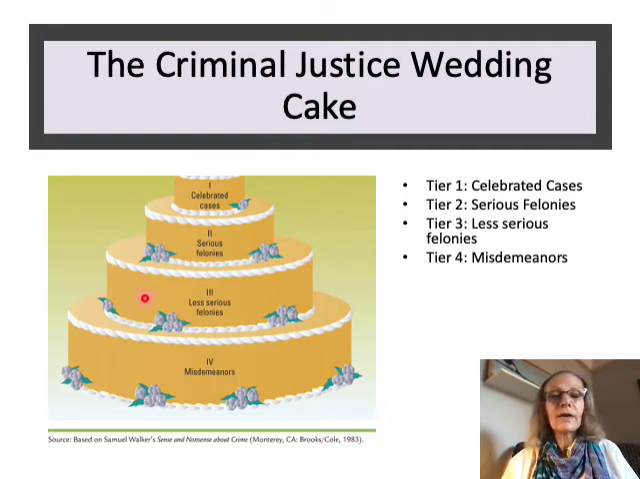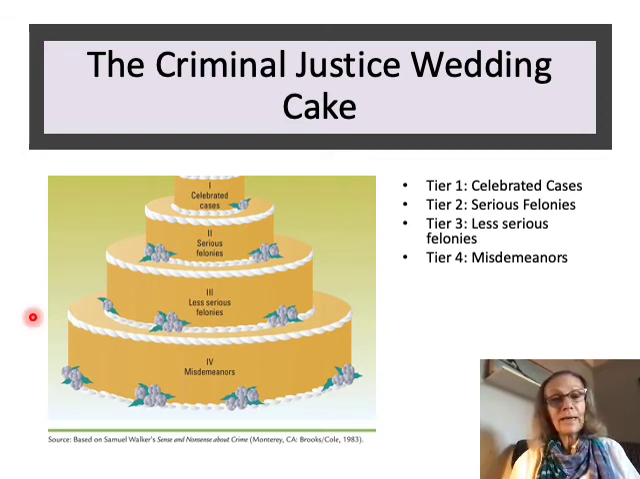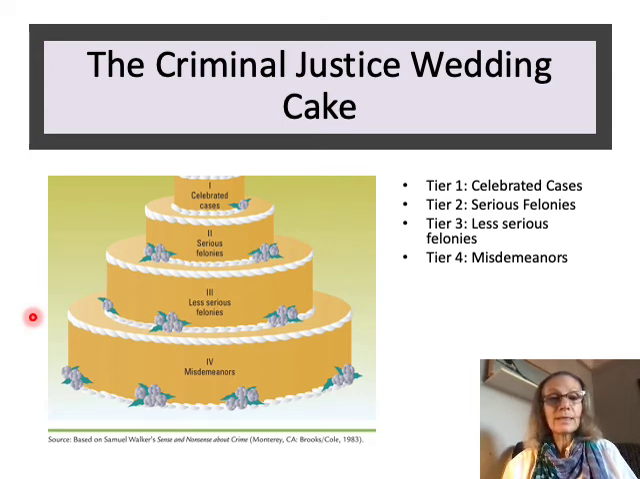The second tier is serious felonies. Again, there are fewer serious felonies than less serious ones, but it's still a significant number. And they get the second most attention from the criminal justice system. The third tier, less serious felonies. Fourth tier, misdemeanors, which involve many charges, okay?